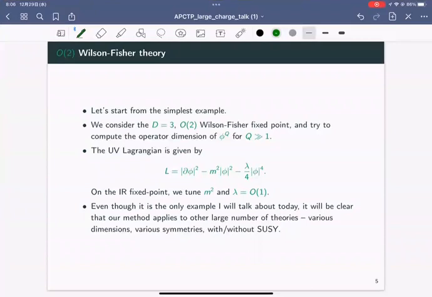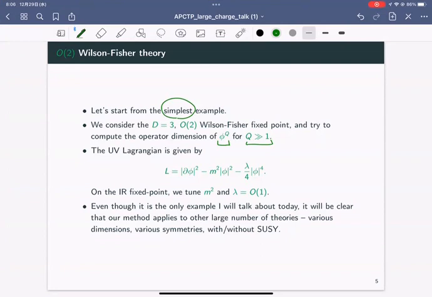Right. So let's start from the simplest example, which is the d equals 3 O(2) Wilson-Fisher fixed point. It's a strongly coupled theory, and we try to compute something, which is the dimension of phi to the q, where q is much greater than one. You can also compute OPE coefficients, but let's focus on this.